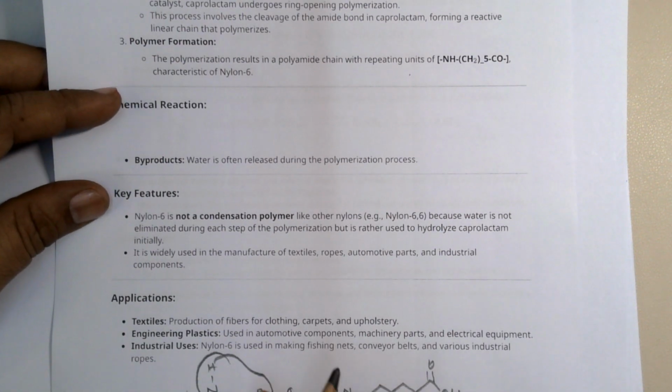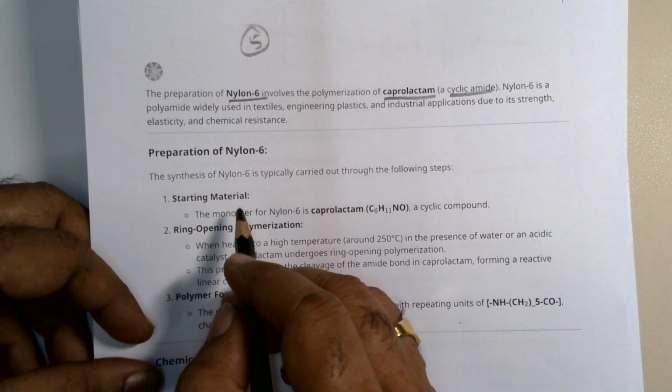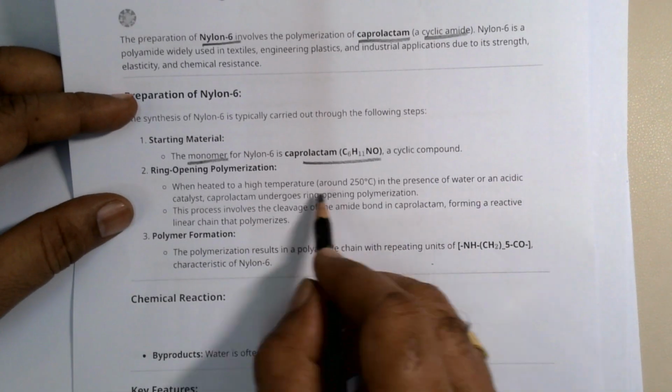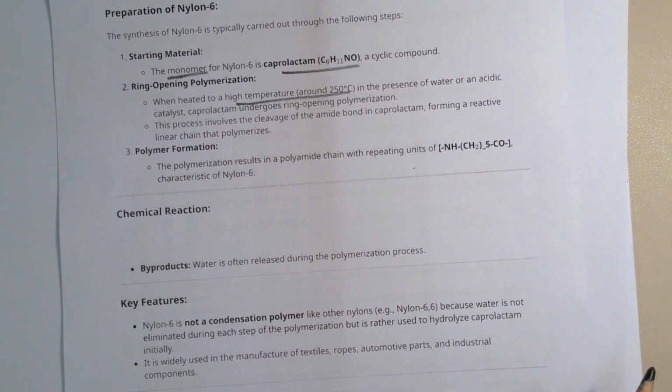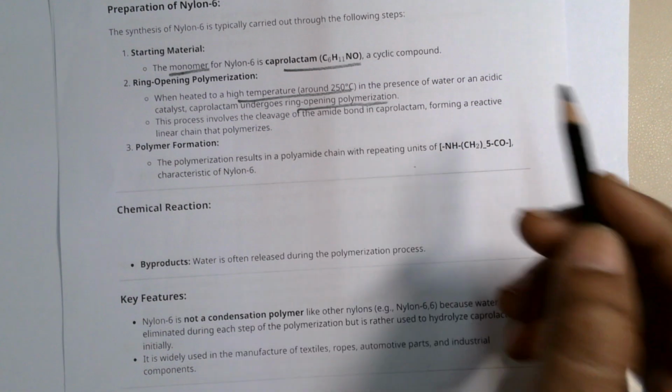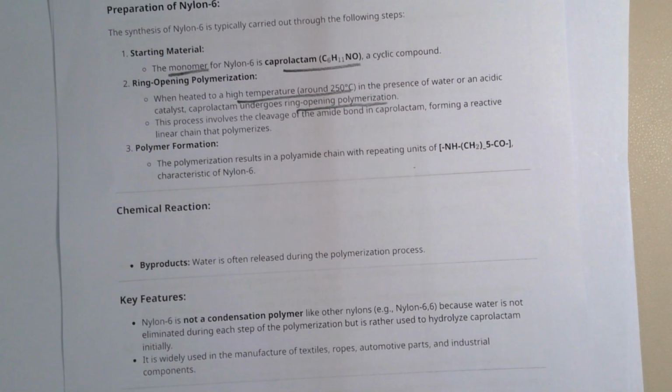Do you understand this? So what we are going to do is, this is the monomer and this is the starting material. It is heated at a high temperature, around 250 degrees Celsius. Thereby you are able to get the condensation. The ring opening takes place. Ring opening means it is broken here, so that you get NH2 here, and you have got CH2, CH2, CH2, CH2, CH2, COOH. That is nothing but aminocaproic acid. So once aminocaproic acid forms, again you are able to get the polymer.